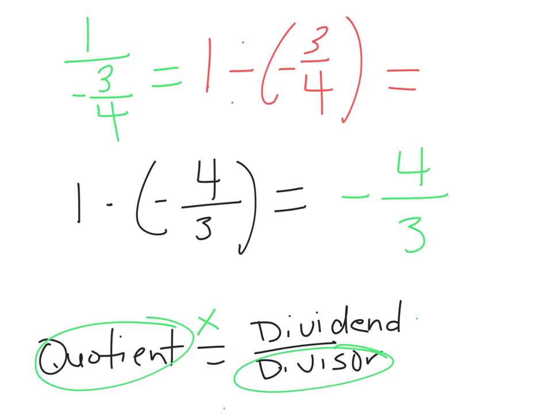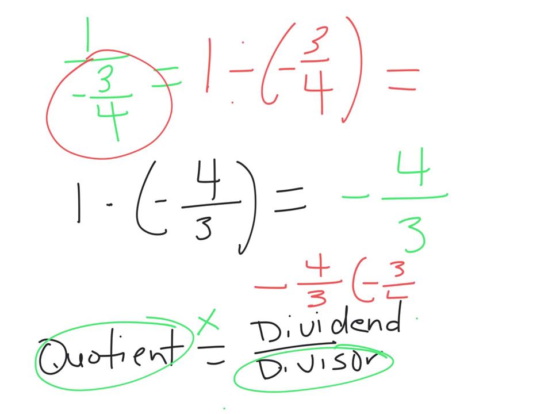So in that case, we have negative 4 over 3. We can times that by the divisor, which is negative 3 over 4, and that would equal 1. So we know that we did it right. So that's just a little check you can do.